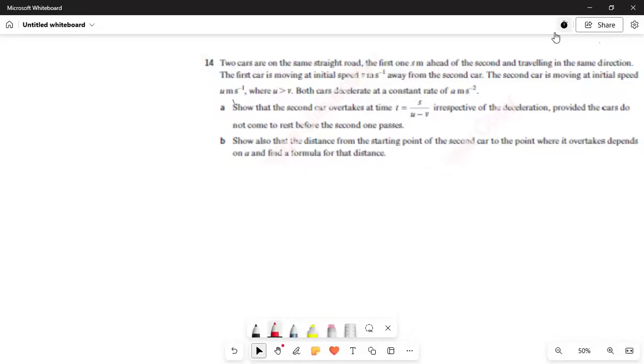We will be doing question number 14, chapter 1, mechanics. Okay, this problem is easy. You see, the scenario is that on a road, on a flat surface, there are two cars.